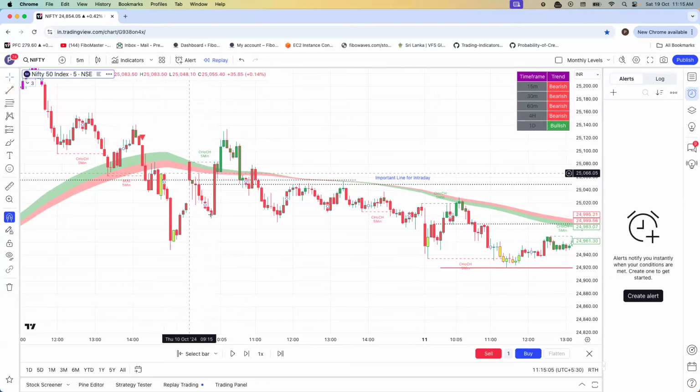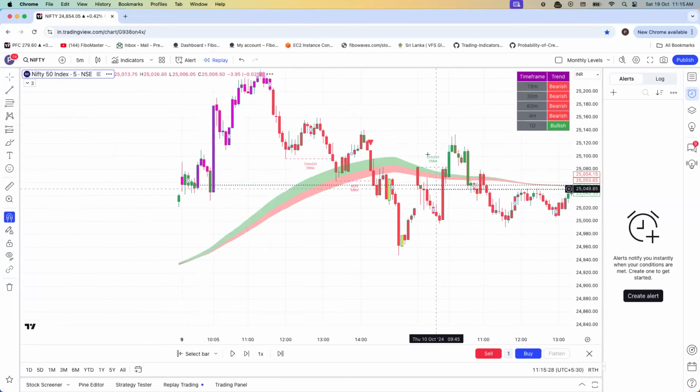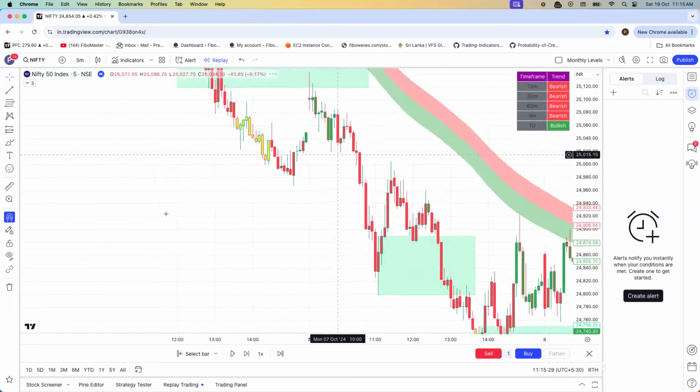Okay, so basically, what I've said is, if you're having a yellow color, you keep on holding your trades until you see it turning to red or green. So when you're holding this, let's go longer. Okay, you see here.